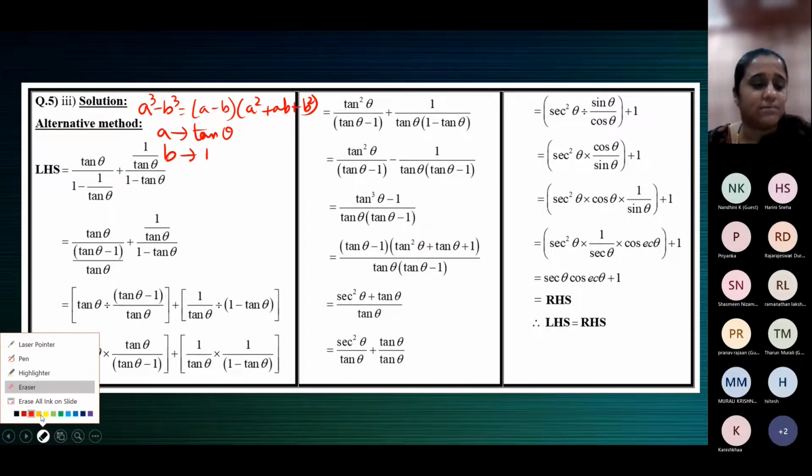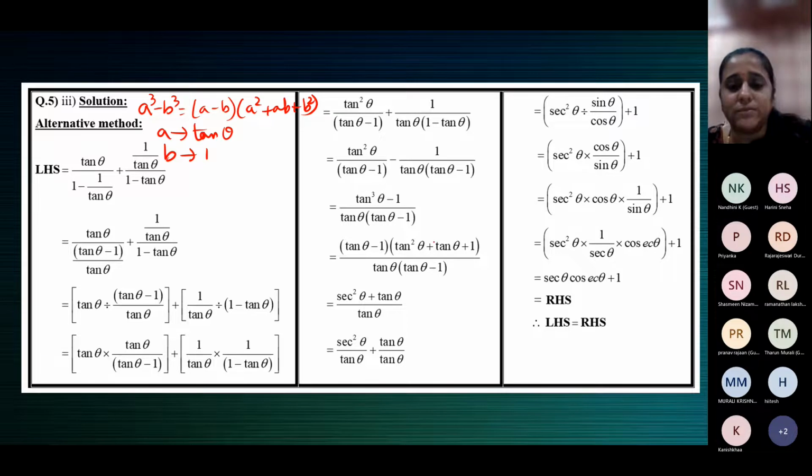Next step, you can see tan theta minus 1 gets cancelled. Tan theta minus 1 and tan theta minus 1 get cancelled. Now, can you see this tan square theta plus 1 is secant square theta? Identity. Tan square theta plus 1 is secant square theta. So secant square theta plus tan theta divided by tan theta.